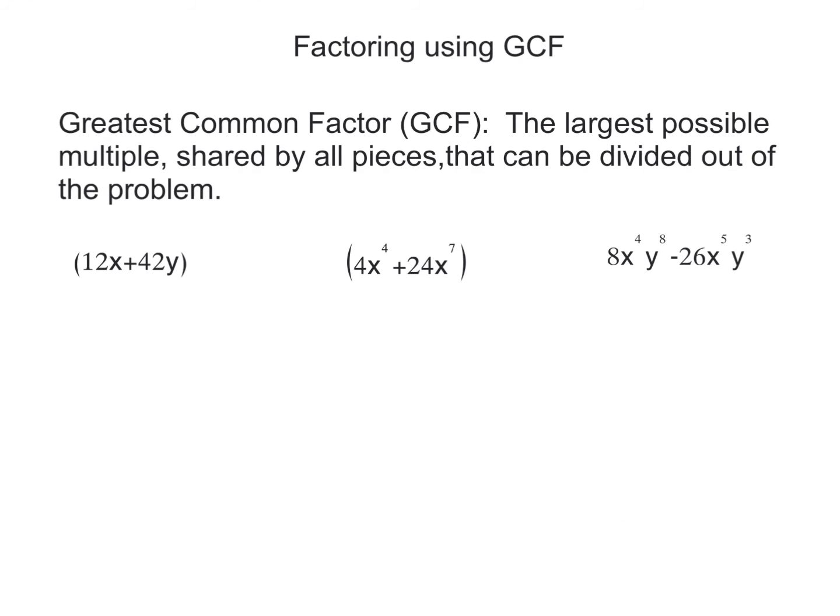All right, so now we come to the second part of our lesson, factoring using GCF, greatest common factor. Now the greatest common factor is the largest possible multiple, and here's the key piece right here, folks, shared by all pieces. That is a very, very key thing. It has to be shared by all pieces for it to be a greatest common factor. So the largest possible multiple shared by all pieces that can be divided out of the problem.